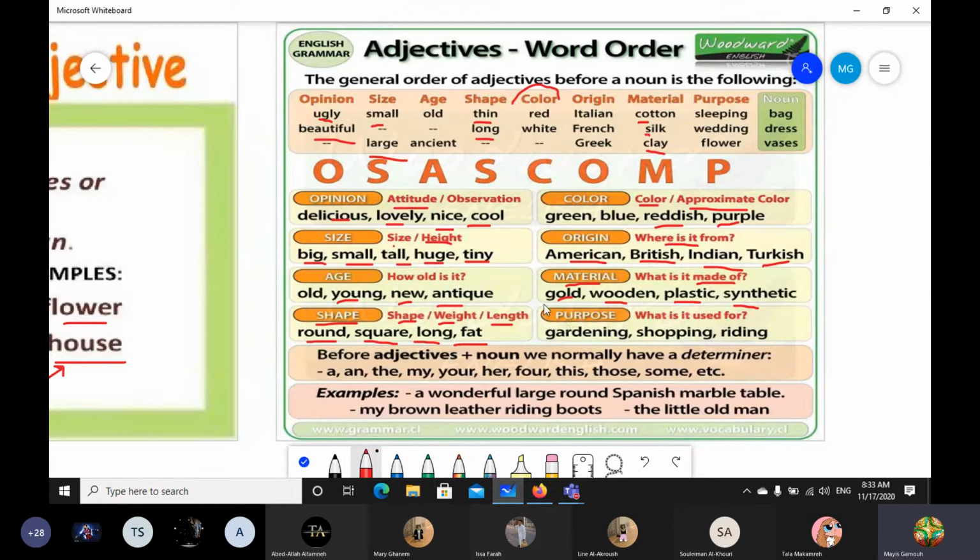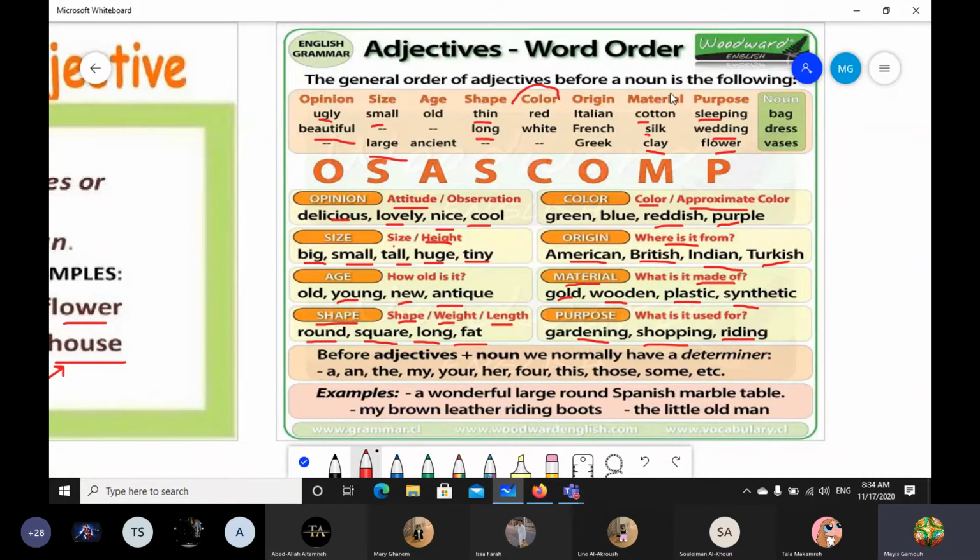And the purpose, why I am talking about this noun. What is it used for? Why do I use it? Why am I talking about it? Is it for maybe riding something? Is it for shopping? Is it for gardening? Is it for sleeping? My bad. Is it for a wedding? Is it a flower?